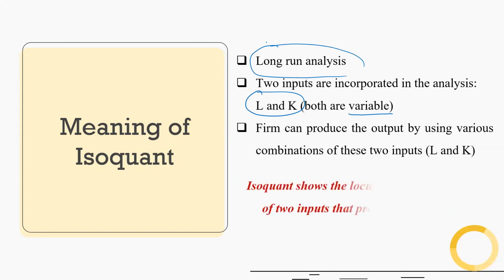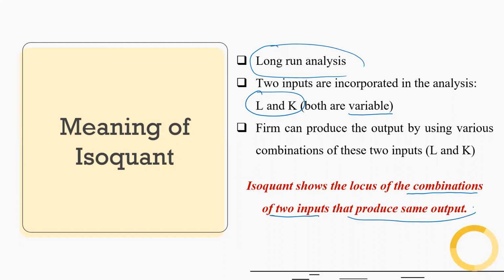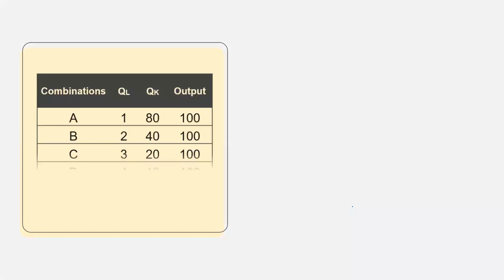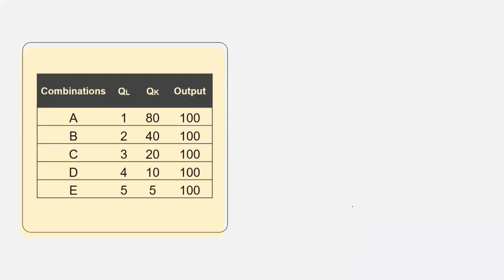So isoquant shows the locus of the combinations of two inputs that produce same output. So we have various combinations of two inputs that produce same level of output. See the schedule of isoquant. Here we have various combinations, combination A to E of two goods, quantity of labor and quantity of capital, and output remains same.